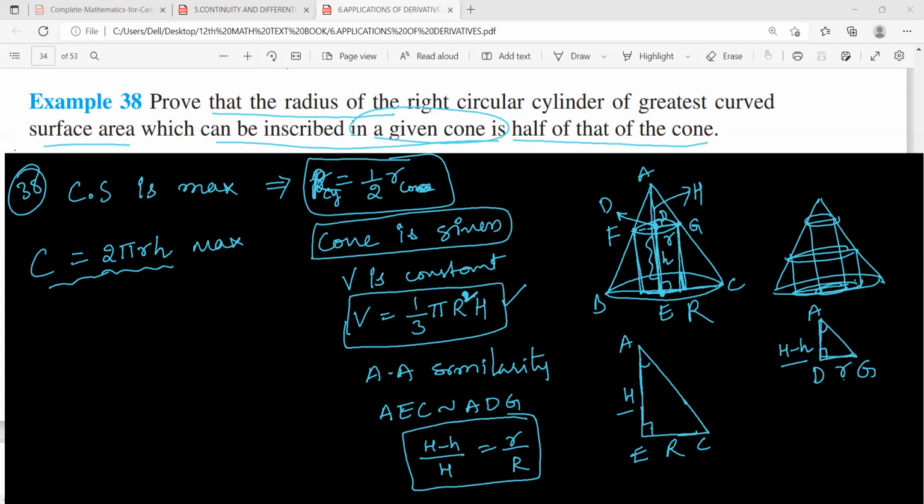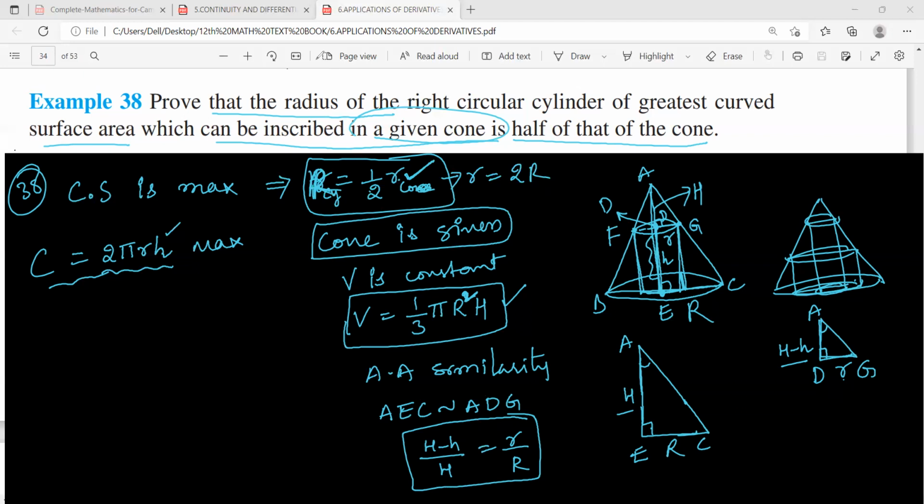Capital H. Why? What is our aim? Our aim is to convert 2 pi r h into one variable. That means either r or h you eliminate. But what's the point in eliminating r? Because you want r only, na? So that's why I said H. So therefore, small r equal to 2 r. We are assuming, right? So therefore, we have to eliminate.